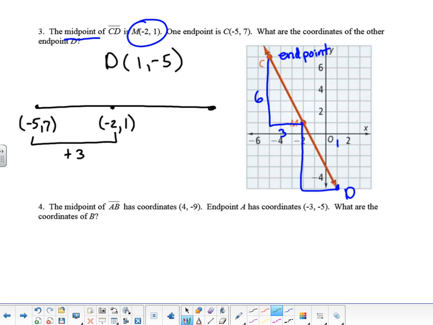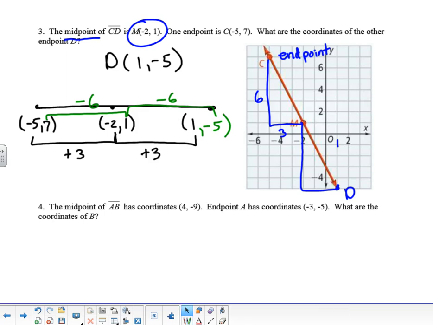All right. Then what did we do for the y value to change? I went from 7 to 1. That means I went down 6. Well, hey, let's just repeat that process. To get to our other endpoint, let's add another 3. So negative 2 plus 3 would be 1. And let's subtract another 6, excuse me. So 1 minus 6 would be negative 5. So either way, it gives you a couple different ways to think about that question.